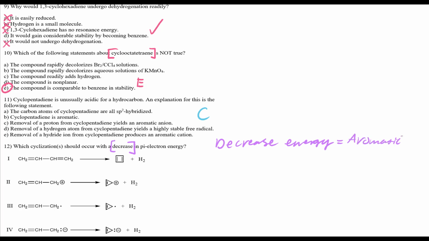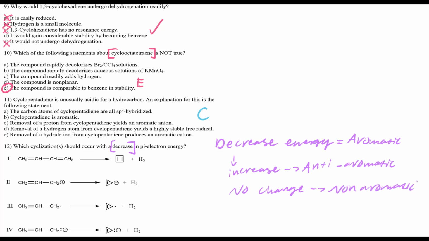Okay. If we have an increase, it would give us, well, not non, but it would be anti. It would be anti-aromatic. Okay, and if there's no change, then it's just non-aromatic. Okay, so that was pretty bad. So let's just write that. So non-aromatic. Okay, so we want a decrease, we want an aromatic compound.